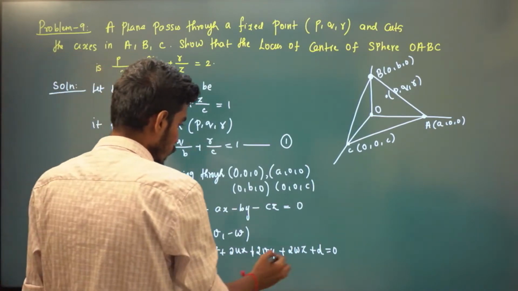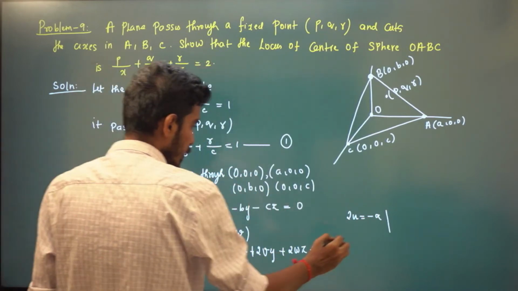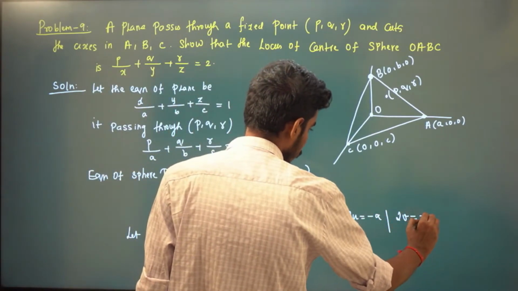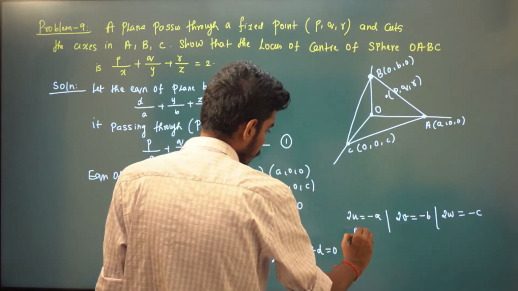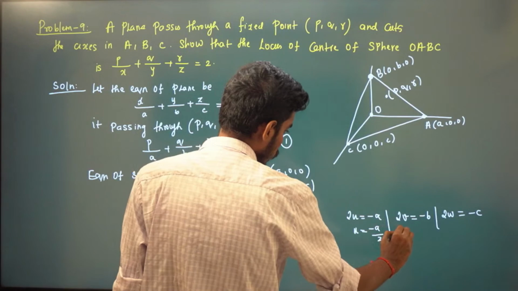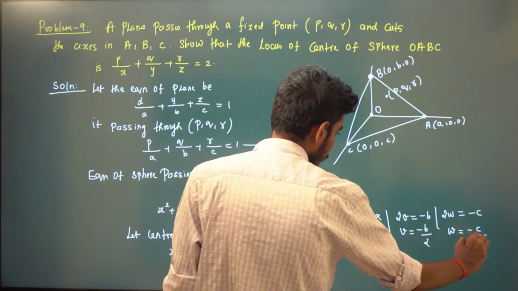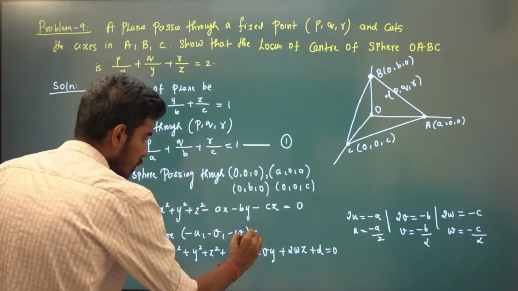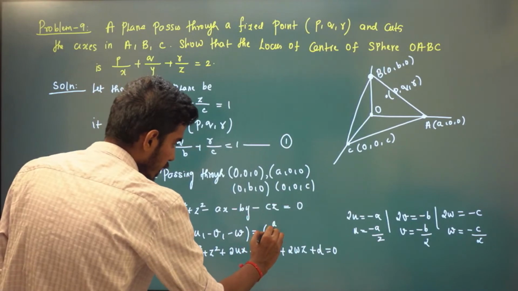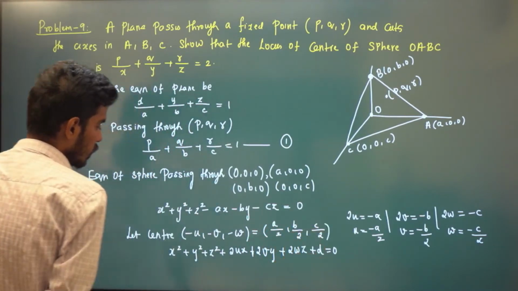Now, compare this. So, you will have 2u is equal to minus a, 2v is equal to minus b, and 2w is equal to minus c. So we have u to be minus a by 2, v to be minus b by 2, w to be minus c by 2. So what is the center of the sphere? It is minus u, minus v, minus w. So minus u, minus v, minus w is a by 2, b by 2, c by 2. Right? So we have the center.